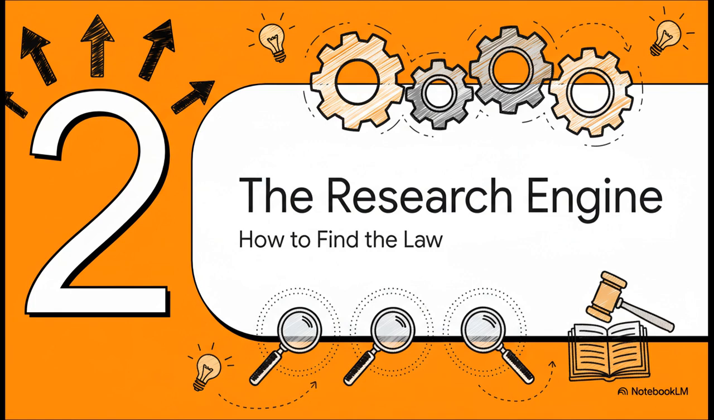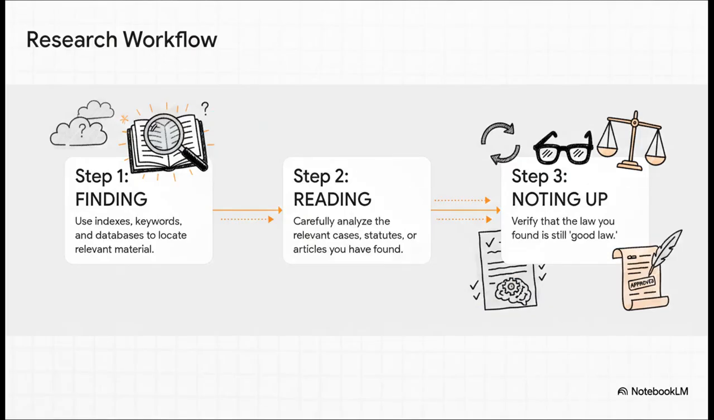Okay, so we know we need to find these binding precedents. But how? There are millions of cases out there. How do you find the one that matters? Well, that brings us to the actual practical workflow, the 3-step engine that every legal professional uses. It's really a simple 3-part cycle. First, you find the stuff. You're digging through databases, trying to find the right keywords to locate cases that might be relevant. Second, you read what you found. You gotta actually analyze it and see if it really applies. And third, and this is the step that makes all the difference, you have to note up.